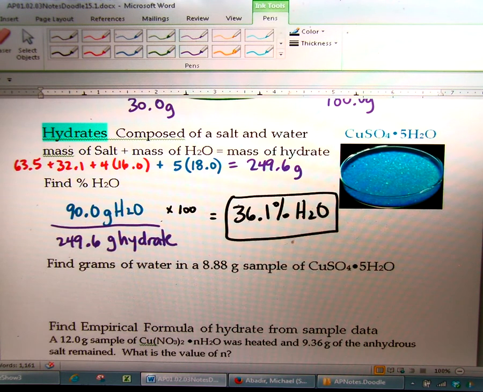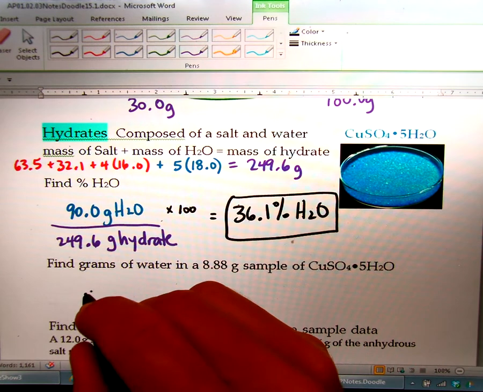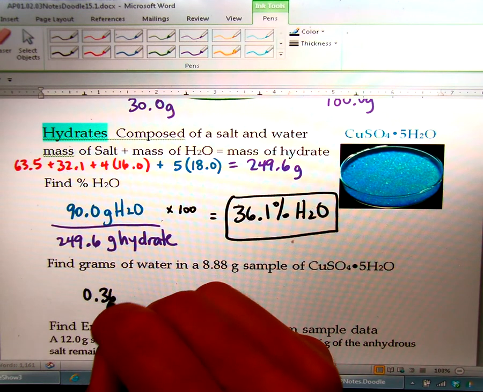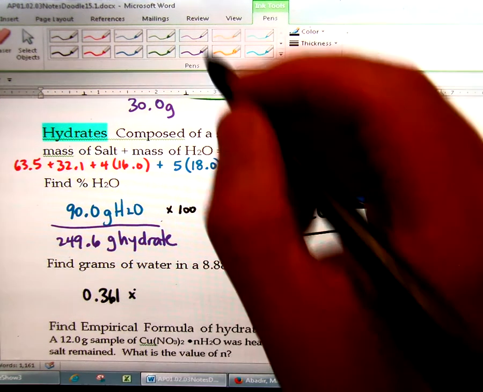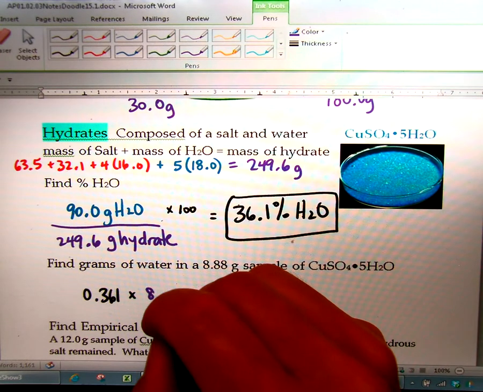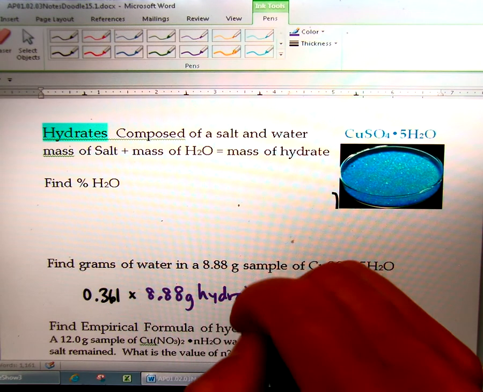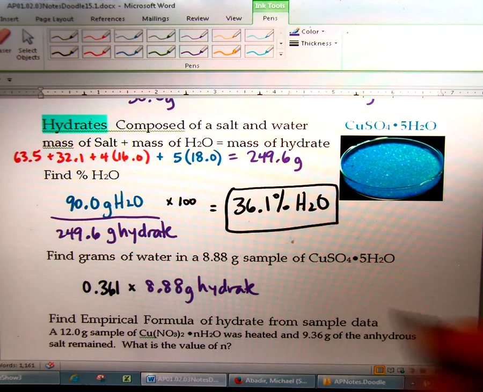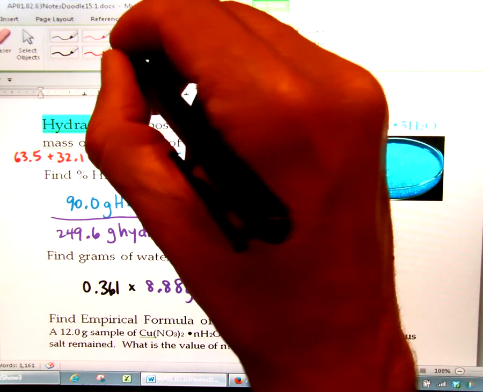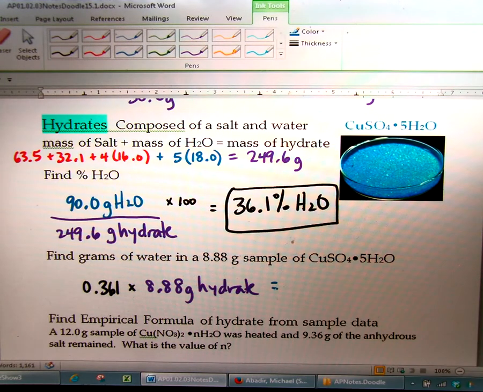Let's suppose you wanted to find the grams of water in 8.88 gram sample of cupric sulfate pentahydrate. Well, you already know it's 36.1% water. So you could simply say 0.361 of the whole thing, 8.88 grams of hydrate, will give you how much water is in it. So we multiply this out.